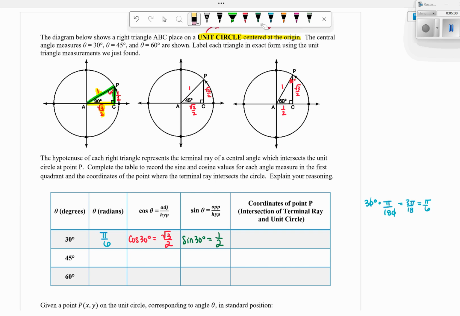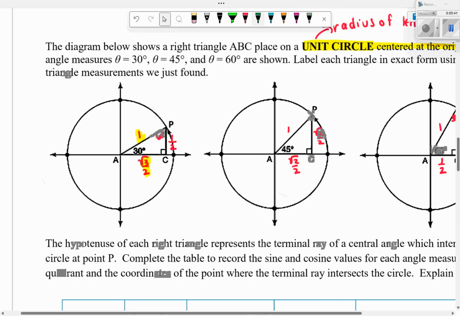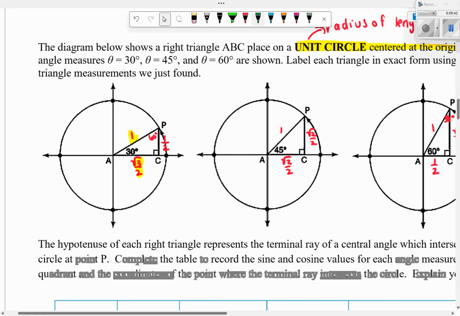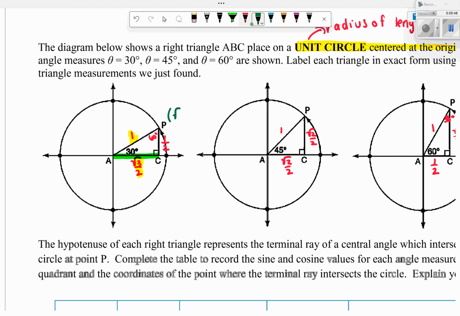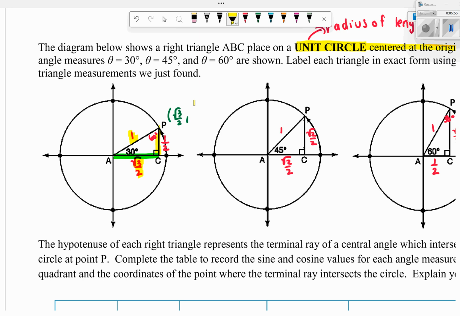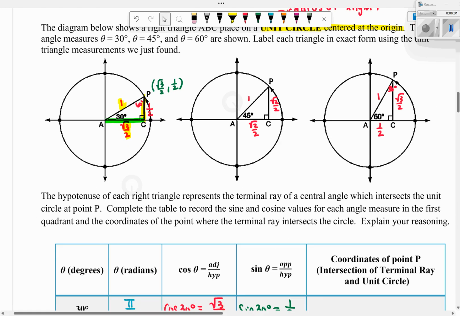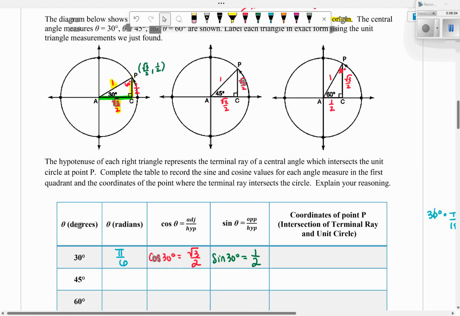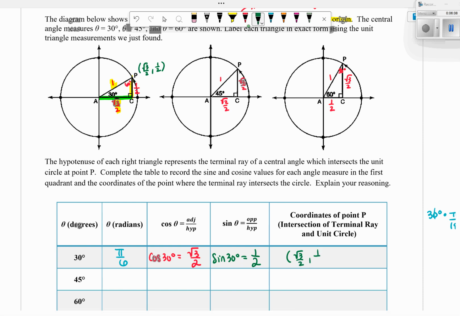So now let's think about writing the coordinates that we have here. Remember, to write the coordinates of a point on our xy plane, we go over x, which in this case is root 3 over 2, and then we go up the distance of y to plot our point. So the y distance from here to here is 1/2. So notice that the point that we're plotting is root 3 over 2, 1/2 for point P. So this would be root 3 over 2, comma, 1/2.